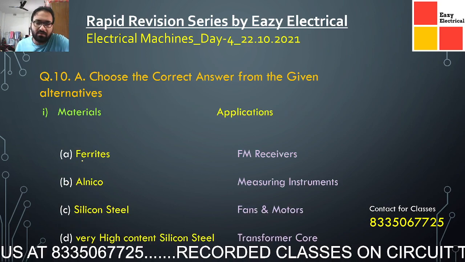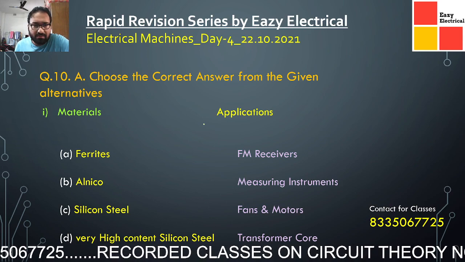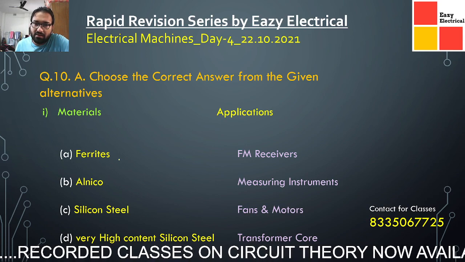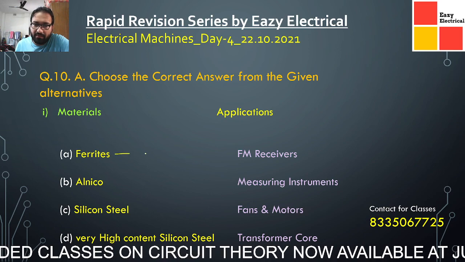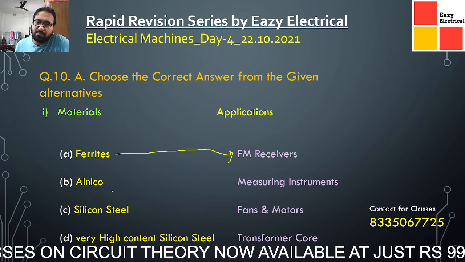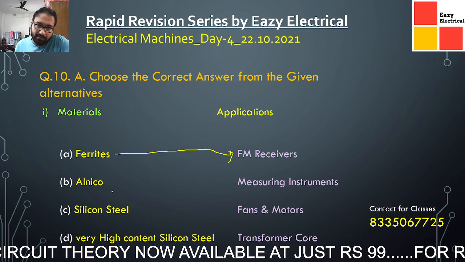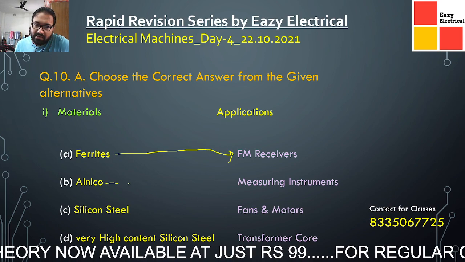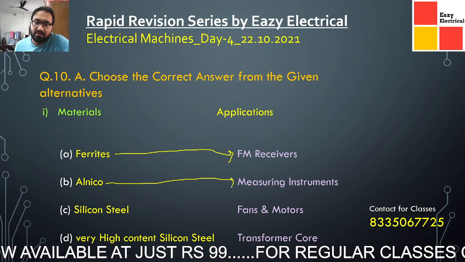Now coming to the next question, here some materials are given and some applications of the materials are also given. The first is ferrites. Ferrites are used in high frequency machines, high frequency applications, such as an FM receiver. Now alnico is used for preparing permanent magnets. Out of these three, in measuring instruments we use permanent magnets, so alnico is used for permanent magnets.